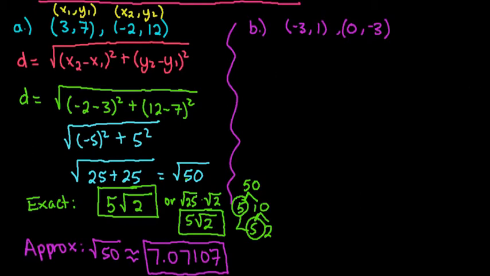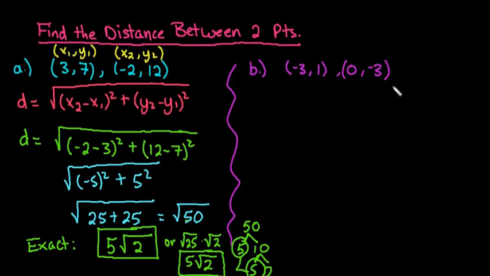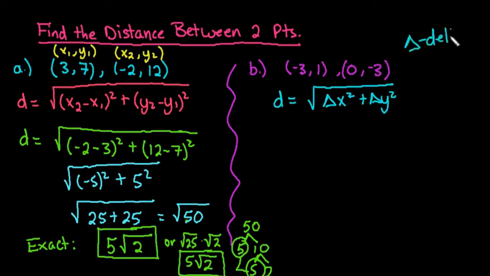For the second example that we're going to do, I'm going to use a shortcut formula. It's really the same thing, but it skips this step here so you don't have to show out the work. The other formula that I show my students is delta x squared plus delta y squared. This is delta, and it means change.